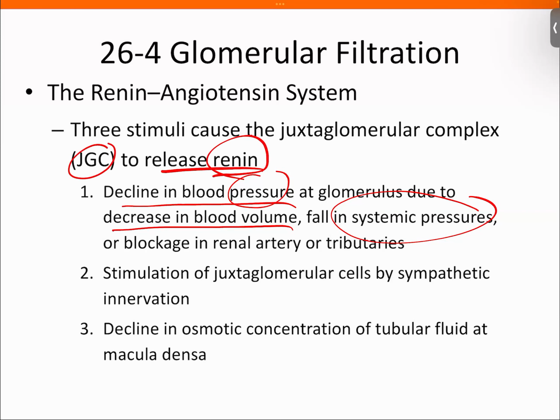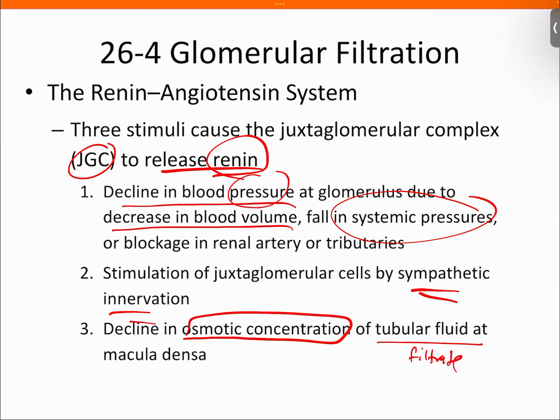And so this is sensed because those JG cells are constantly measuring the glomerular pressure going in there. It also will be stimulated by sympathetic innervation. So basically, if you start running for your life, that's also going to stimulate the JG cells as well, because you're obviously going to be changing your blood pressure because you're increasing your cardiac output in order to run away from the lion, right? So that's going to be stimulating your JG cells as well in terms of stimulation of renin.